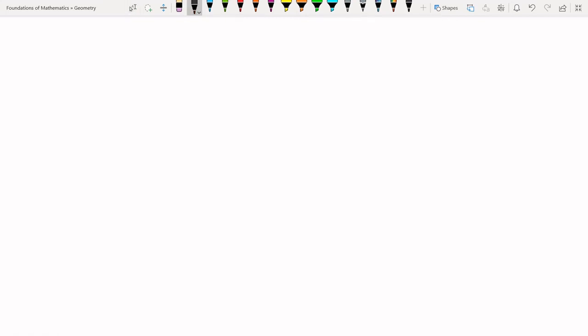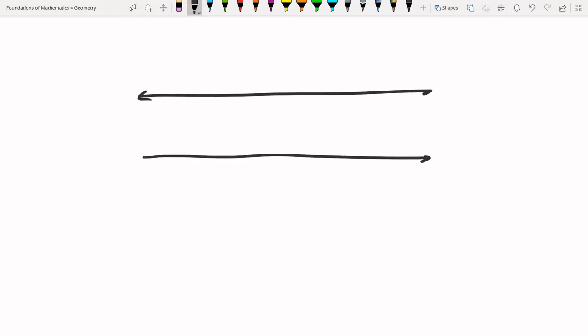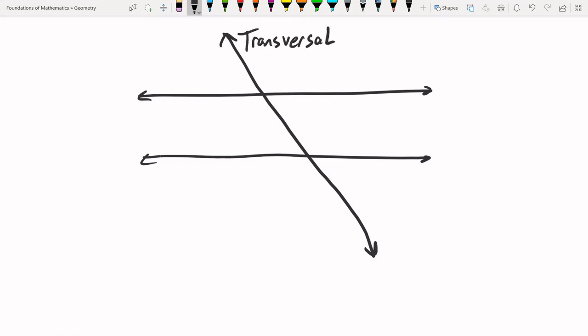Suppose we have two parallel lines. These are lines that never cross. They go on indefinitely and they'll never cross each other. Now, if you take a third line and cross over both of these lines, this line is called a transversal. This thing creates two sets of vertical angles.